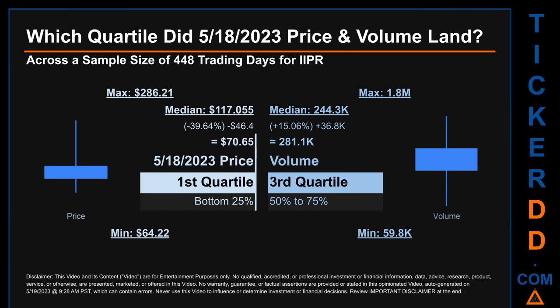Descriptively, IIPR has a median price of $117.055. Therefore, May 18, 2023 price was lower from that middle marker by 39.64%. The day's volume of 281.1 thousand was more than the median by 15.06%.